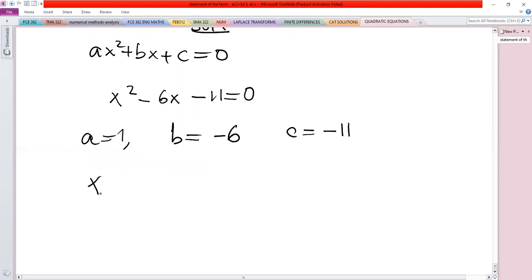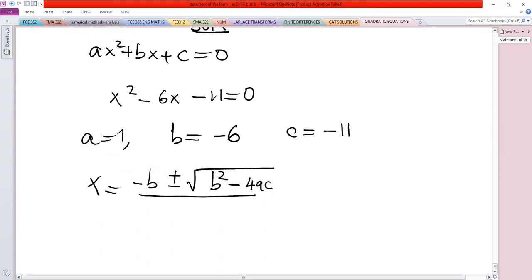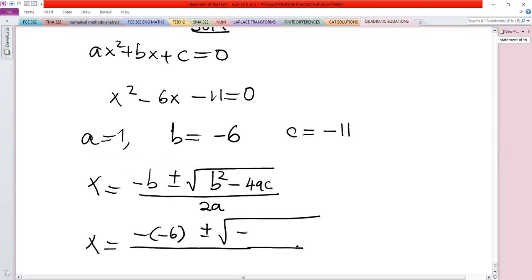Then we know that x is given by minus b plus or minus square root of b squared minus 4ac, divided by 2a. So just replace the values. Where there's b, we put minus 6, plus or minus square root of minus 6 squared minus 4 times a is 1, c is minus 11, divided by 2 times 1.